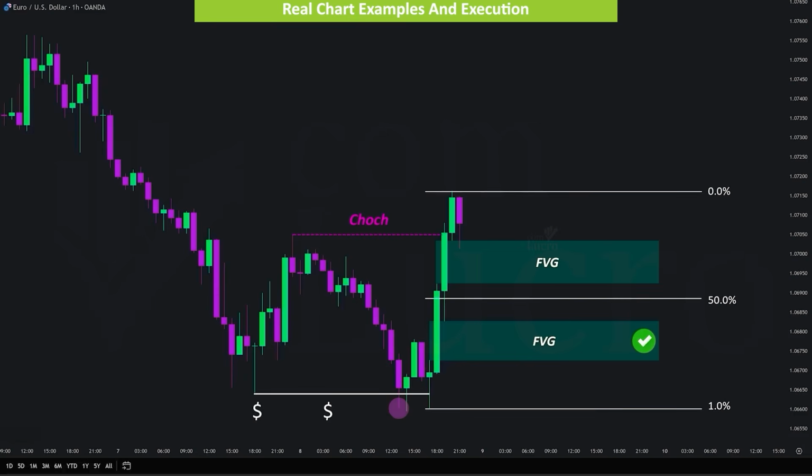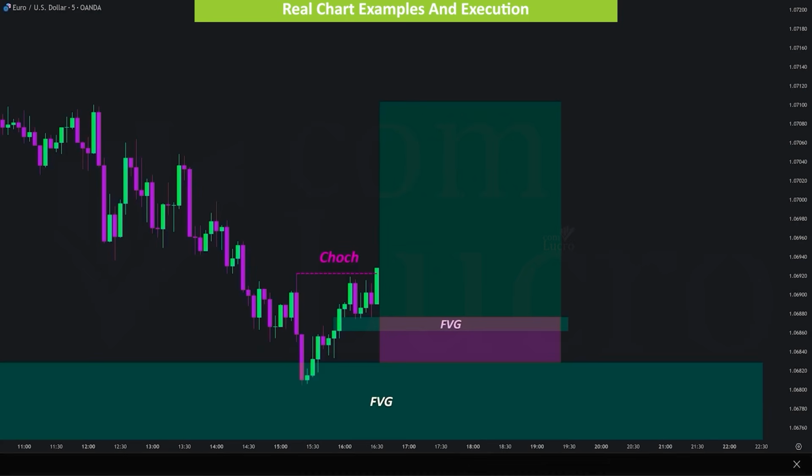On this chart, we can identify two fair value gap areas, but only the one located in the discount side of the range is considered a valid trading zone for us. After marking this area, we simply wait for price to return into the fair value gap and then drop to a lower time frame to search for long trade opportunities.